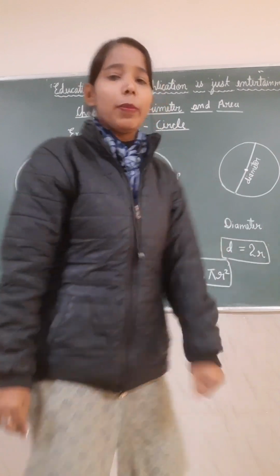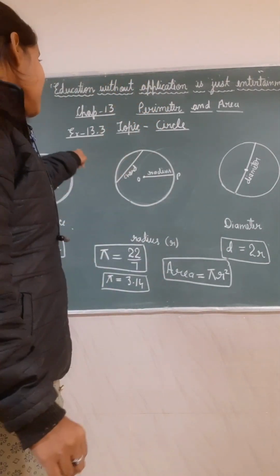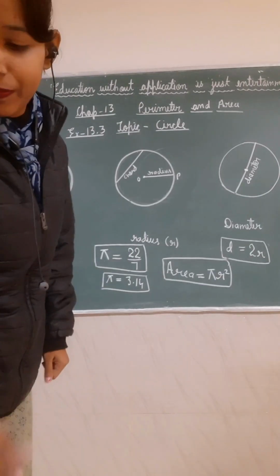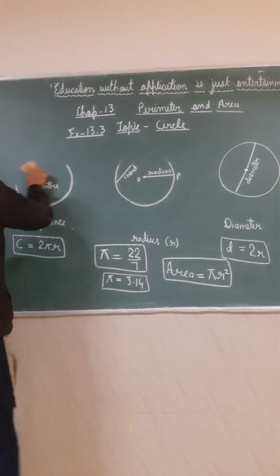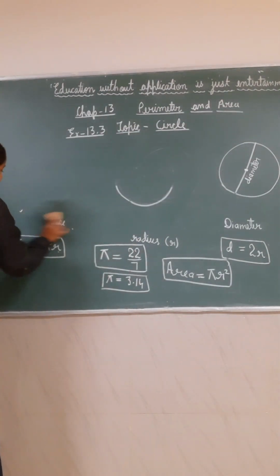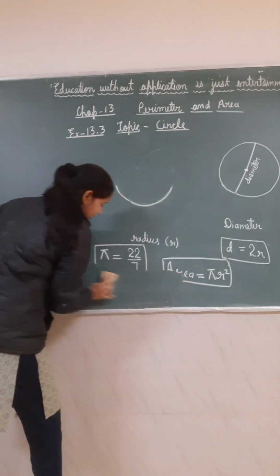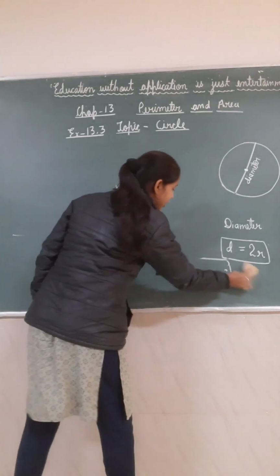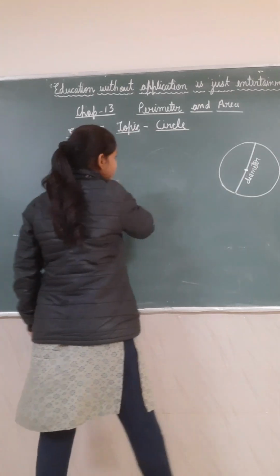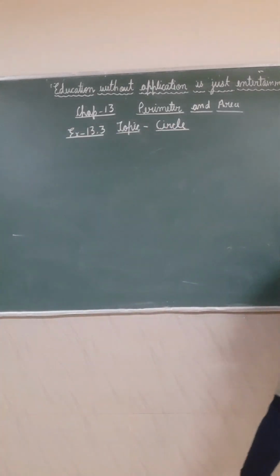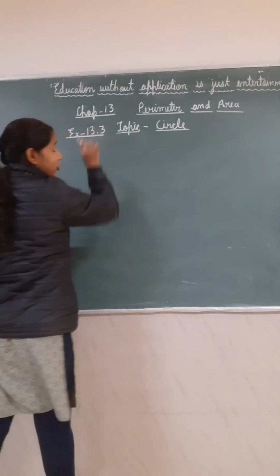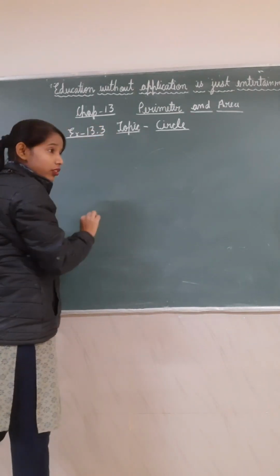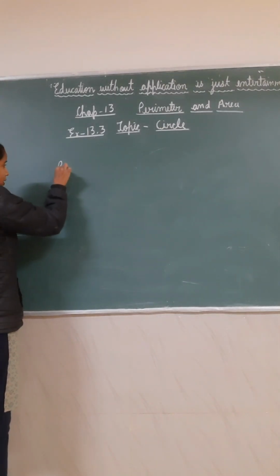So take out your copy, write down the date and exercise 13.3 in your fair copy. Firstly we will write the formula for area and perimeter of the circle. Have you taken out? Okay, good. So you have to write the date, exercise 13.3 and perimeter of the circle.